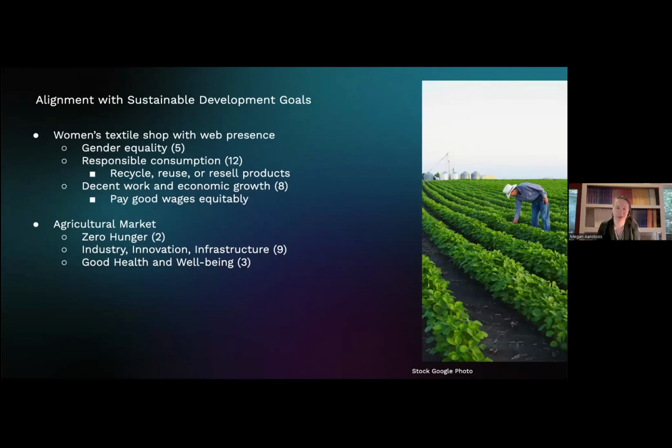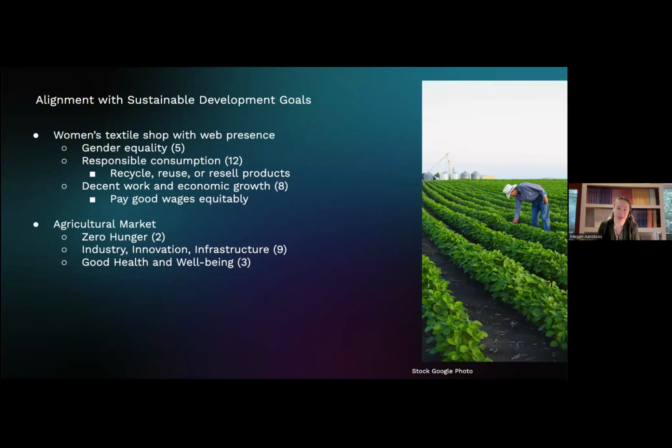So when it comes to doing this type of work, making that alignment with those sustainable development goals can be part of your value proposition. For example, if you are someone who is helping to support the development of a women's textile shop, and they have a web presence so that they can reach outside of the community, you're working on goal number 5, gender equality. You're working on goal number 12, responsible consumption, because you can work with them to recycle, reuse, or resell products. You're working on decent pay and economic growth. The shop is able to pay good wages equitably because they do have that local and that web presence.